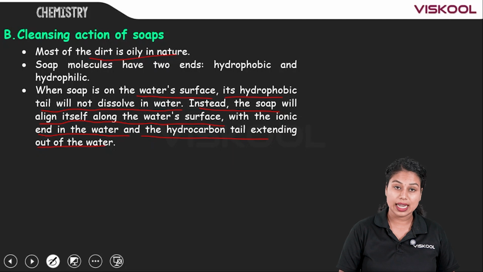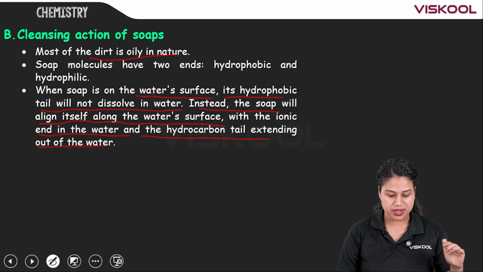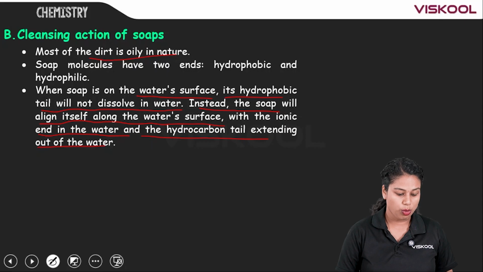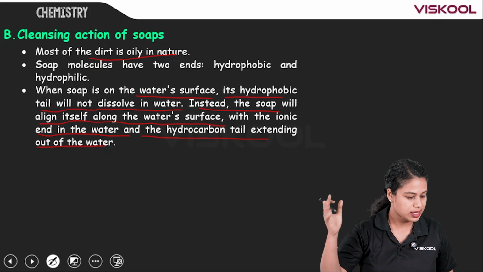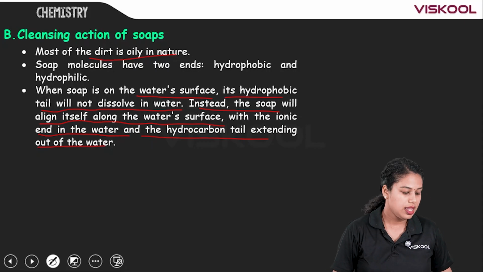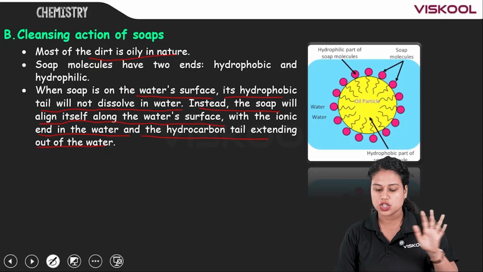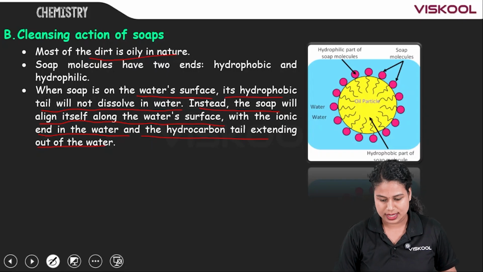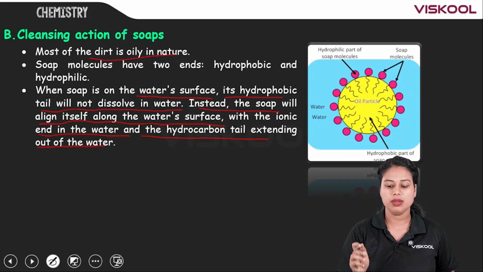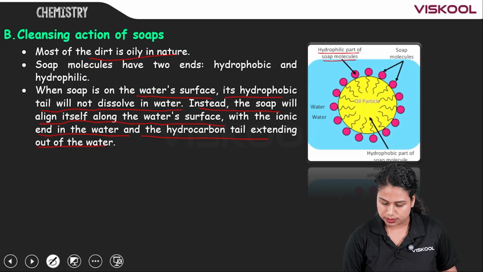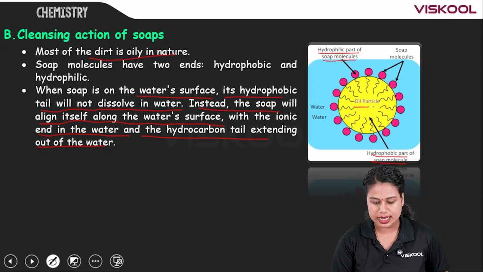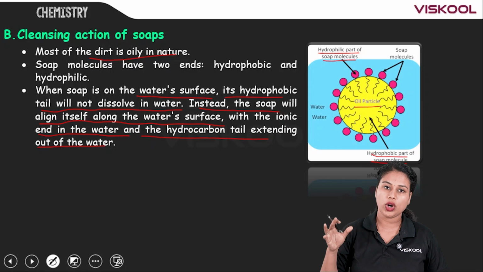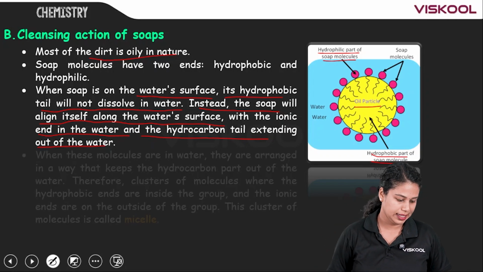Instead, the soap will align itself along the water surface with the ionic end in the water. The head will be in the water and the tail will be extending out of the water. Then what happens? Here a picture is also given and you can see the hydrophilic part of the soap molecules is there. Then this is the hydrophobic part of the soap molecule, and here you can see it is an oil particle. Let me explain it very clearly here.